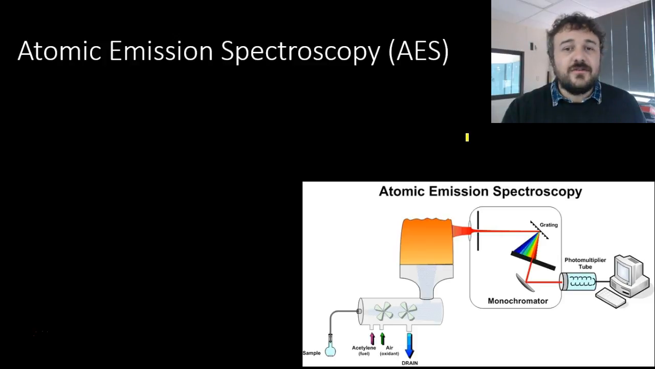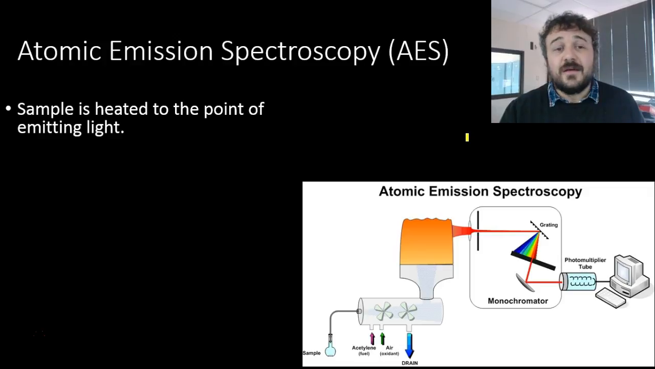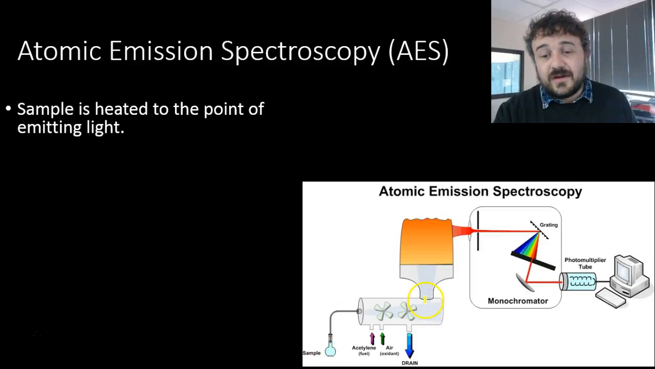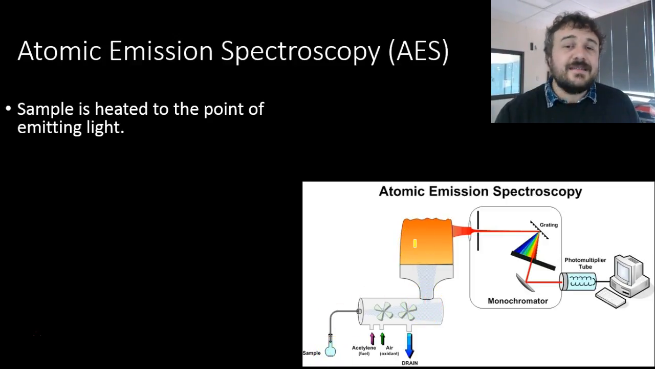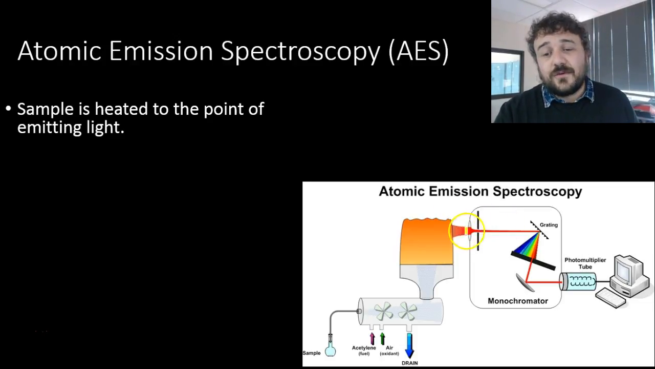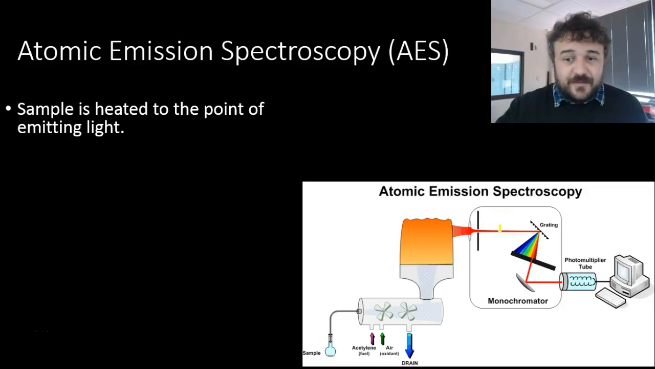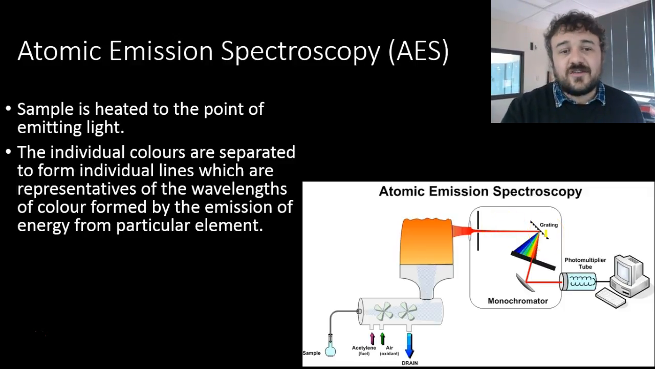So where is that useful for us? It's useful in something called AES, or atomic emission spectroscopy. So basically the way it works is, here we have our sample. It is pumped in with fuel, so acetylene, and air, which is the oxidant, and the sample goes through and is pumped up into a flame. It's heated up to the point where it emits light. That light is funneled through a slit to give it a beam of light. It then hits this diffraction grating or a prism, either way, and it separates it out.